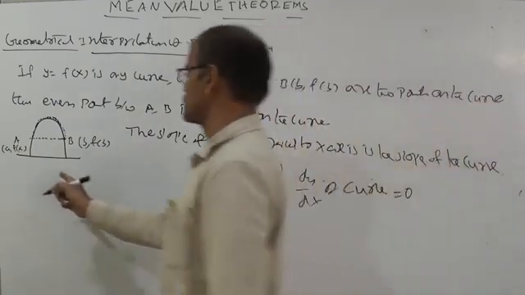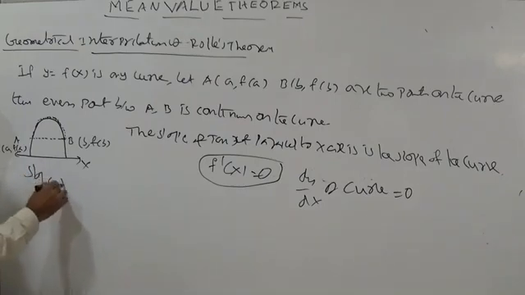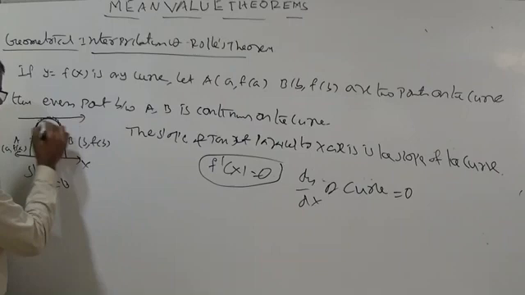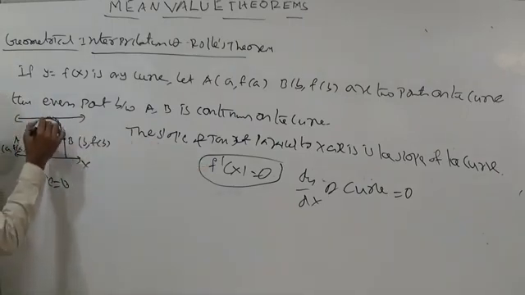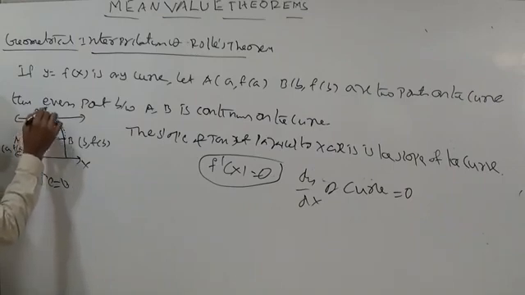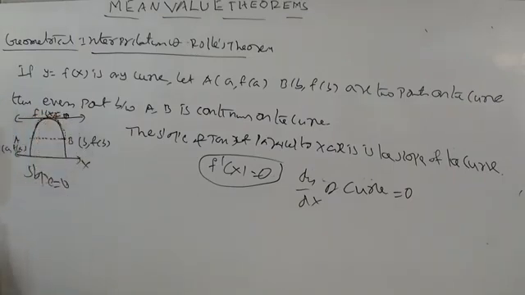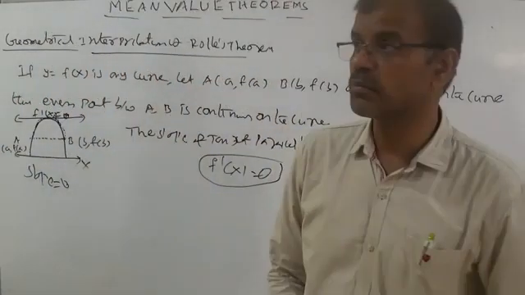What is the slope of the x-axis? Let this be the x-axis. The x-axis slope is equal to 0. So whenever this is a tangent, I am saying that the tangent is parallel to the x-axis. So this value indicates that parallel to the x-axis is nothing but f dash x equal to 0. This is the main property of Rolle's theorem, the geometrical interpretation of Rolle's theorem.